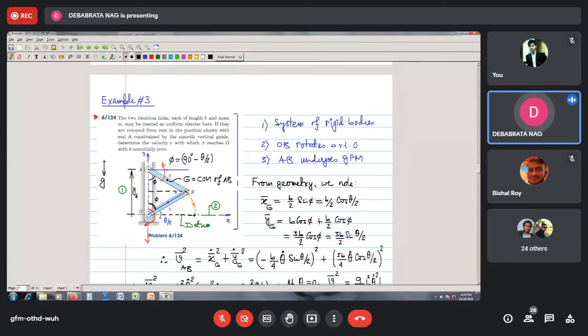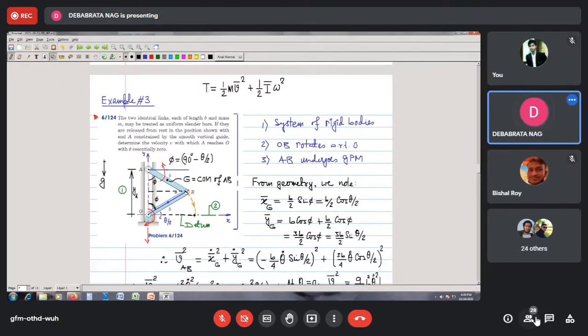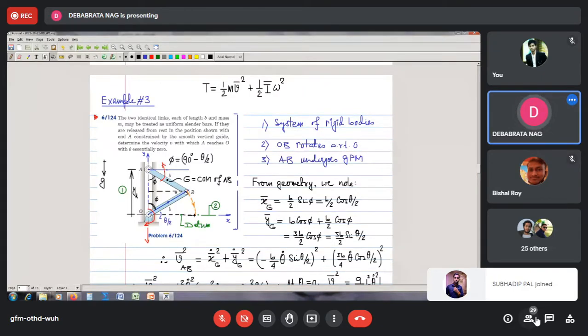So for a member which is undergoing a general plane motion, you have two options. Option one, you can calculate its kinetic energy by writing our general kinetic energy equation. What was the general kinetic energy equation? It is something like this: half m v bar square plus, for plane motion of course, half I bar omega square. So this is the general kinetic energy expression for a slab-like rigid body undergoing GPM.